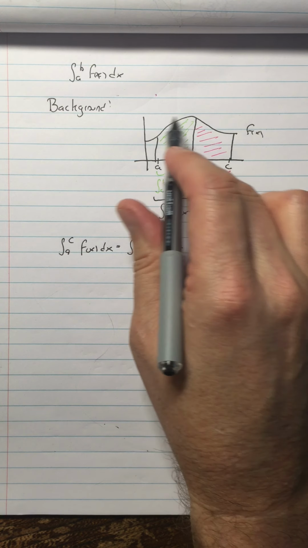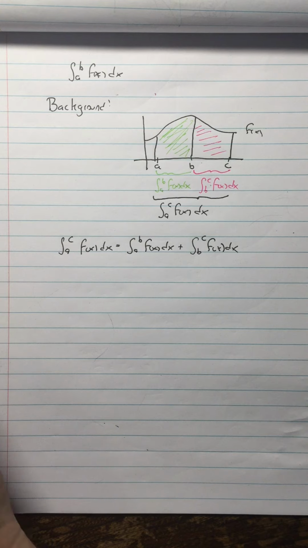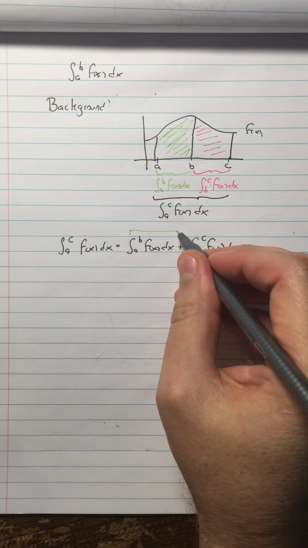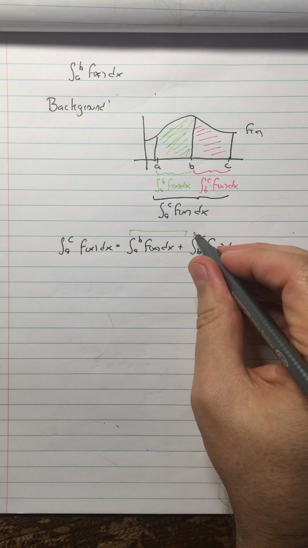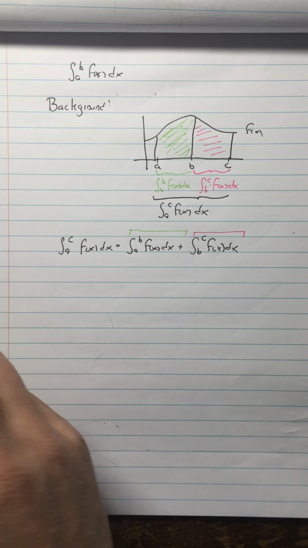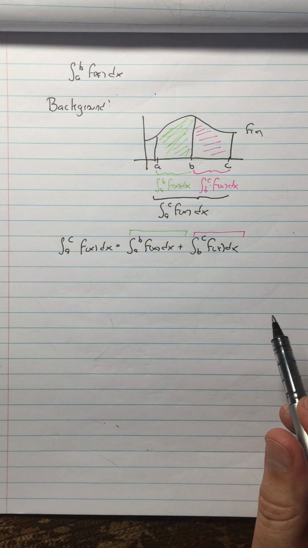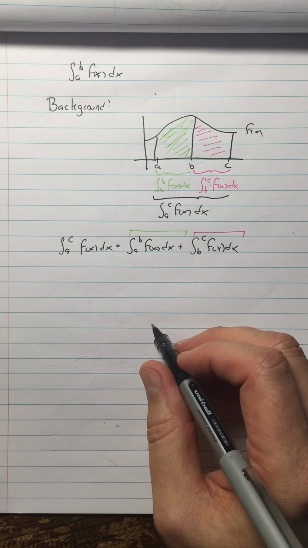The big area, the whole thing, is equal to the green area plus the pink area, right? So that should be kind of obvious. This is our green area right here, the integral from A to B. This is our pink area, the integral from B to C. I think they call this something like the integral addition theorem, but it's hardly worth giving a name to. But what I do want to do is rearrange this a little bit.